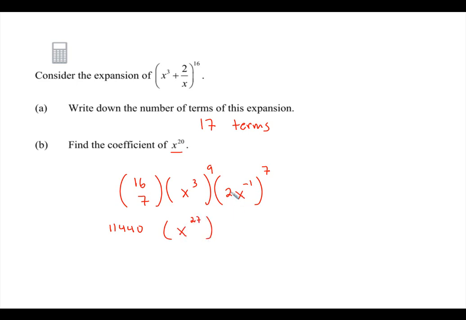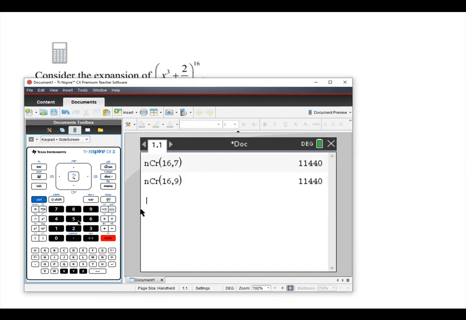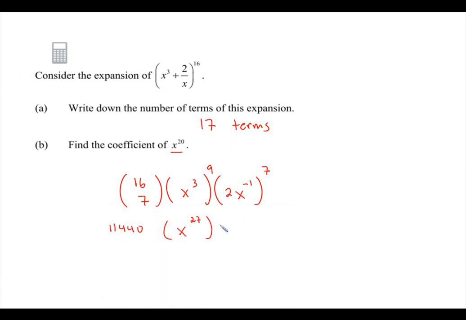Over here, don't forget to do 2 to the 7th power, right? A lot of students sometimes forget you also need to raise 2 to the 7th power. Just in case you need to calculate that, 2 to the 7th, 2 exponent 7, that'll give us 128, right? So we've got 128 x to the negative 7.